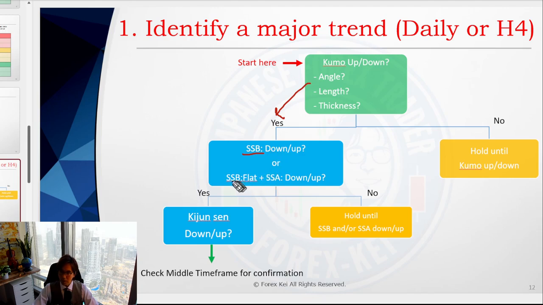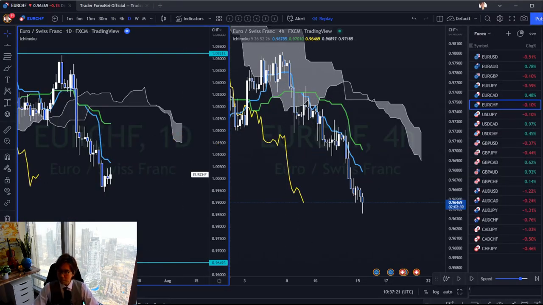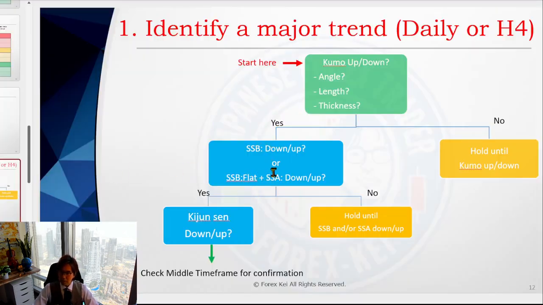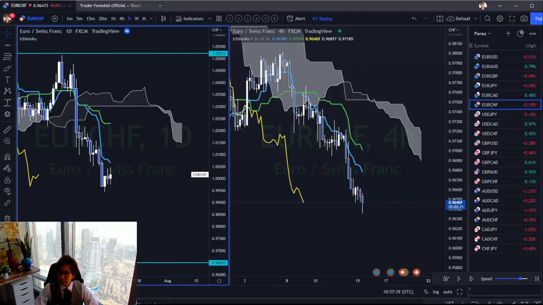is down or up. If Senko span B is flat, then you check also if Senko span A is down or up. So if Senko span B is down in that example, then it's okay. But if you look at this example, just focus on the daily time frame first. Senko span B is flat, right? So when you see Senko span B flat, then you check either Senko span A is up or down. So in this example again, Senko span A is down, like this way. So this is a good market for this downtrend in the long term.